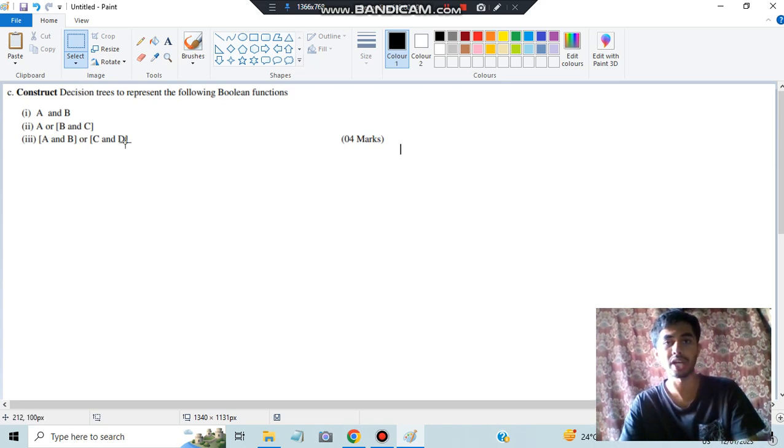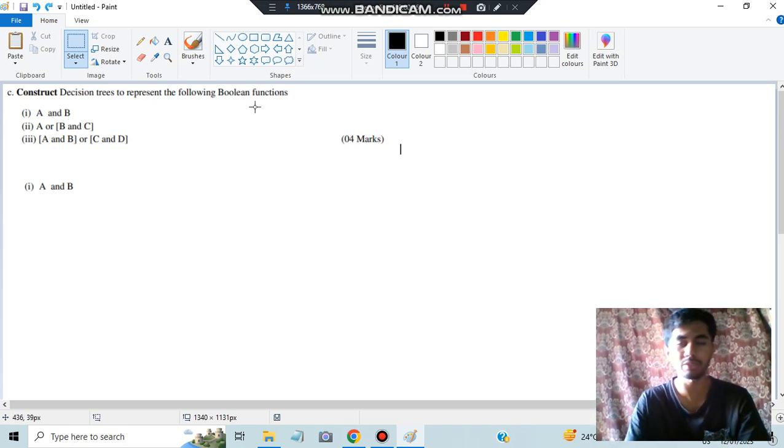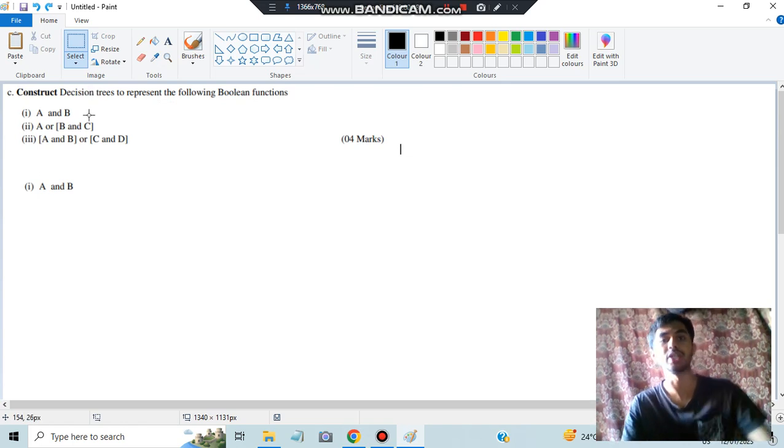This is the question which I have written here. The first step is to consider each question one by one. What it's asking is to represent the Boolean functions in decision tree form. Our statement given in the Boolean function is A and B, right? So when will it be true? Think and tell me. This will be true only when A and B both are true. In all other cases it will be false.